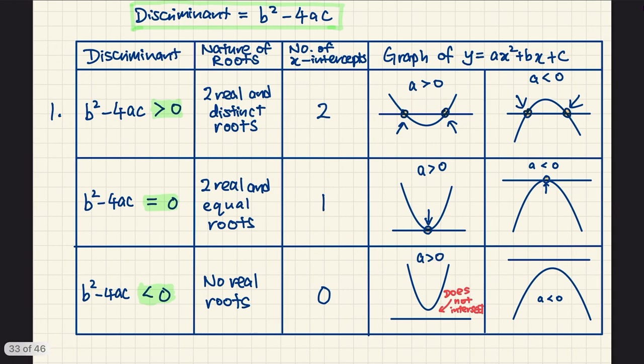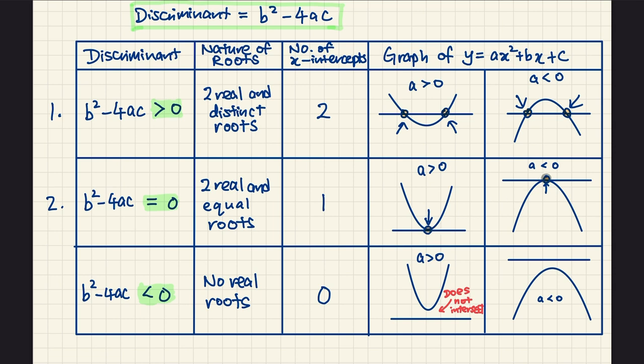Next, moving on, we have case number 2, where the discriminant equals 0, or b squared minus 4ac equals 0. In terms of the nature of roots, when we solve the quadratic equation, we should expect to get two real and equal roots. If we were to plot or draw the graph, then we will only see one x-intercept, which is here, where my mouse cursor is hovering.